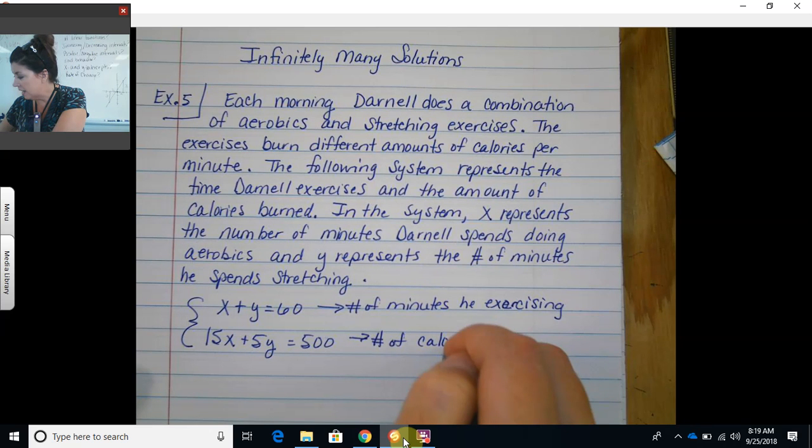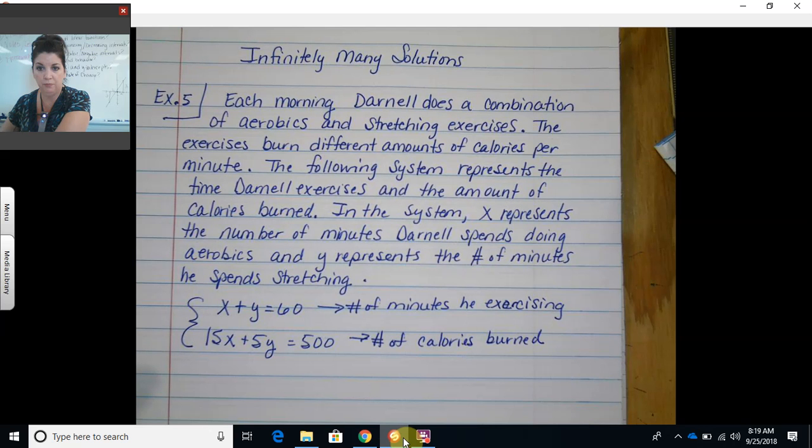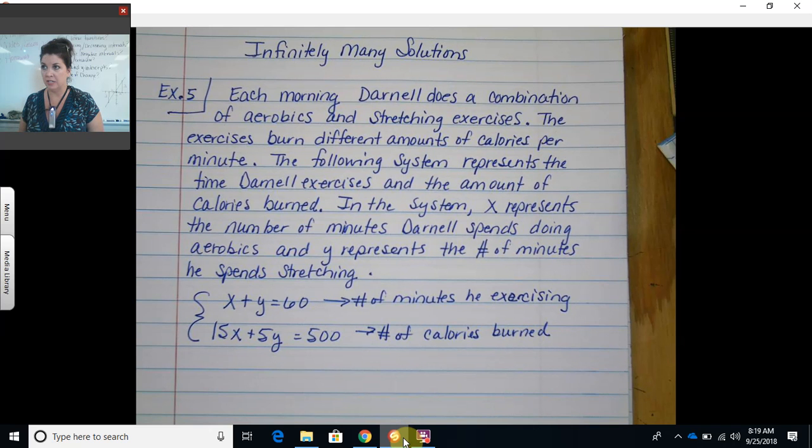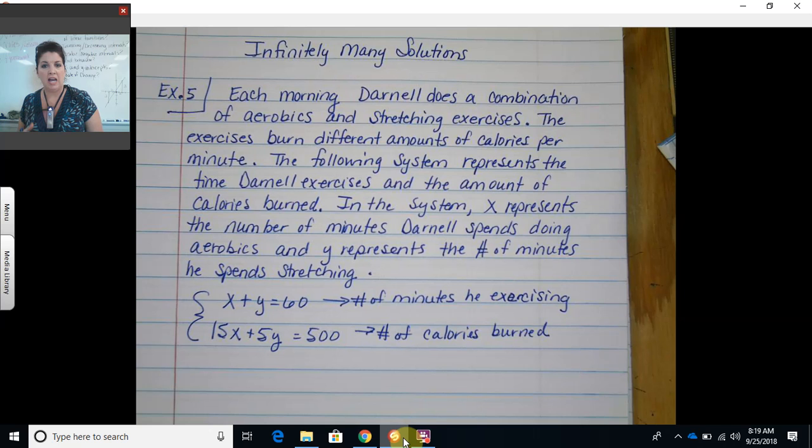A lot of times you'll be asked to set up those equations on your own. In this problem they set it up for you. So we're going to use the elimination method to solve the system and determine the number of minutes Darnell spends doing each exercise. Because we know he burned a total of 500 calories and that he worked out for 60 minutes, we're going to figure out how long he did aerobics and how long he stretched. So we'll have to solve for x and y to find that out.